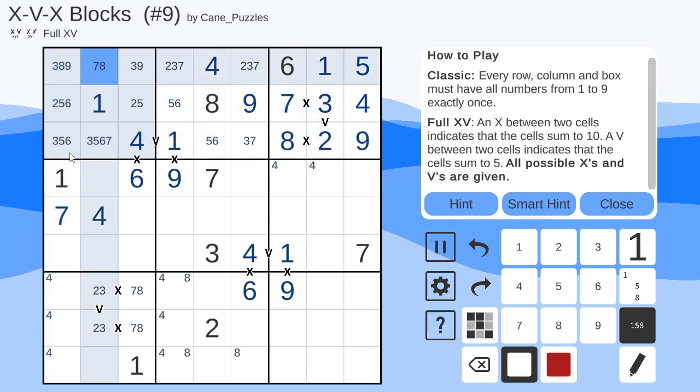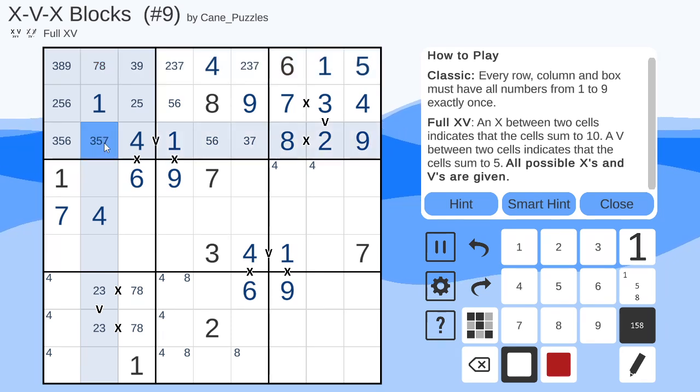Same rule here. 2 is guaranteed here. This is a 3 or a 7 in this mix. That means one of these is the other 3 or 7, so this will clear itself out. This can never be a 6 because of this 4.